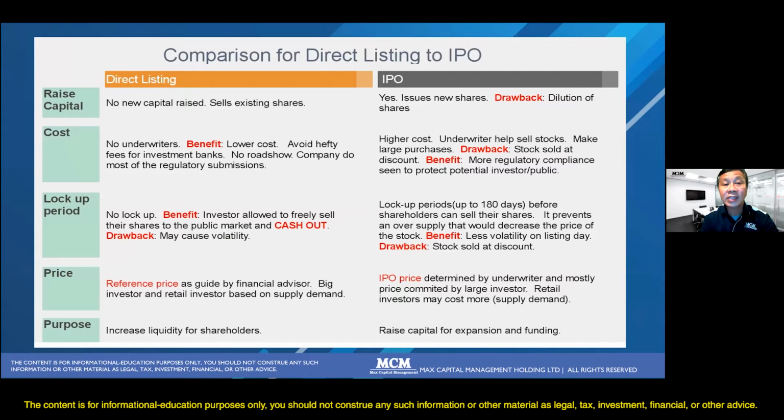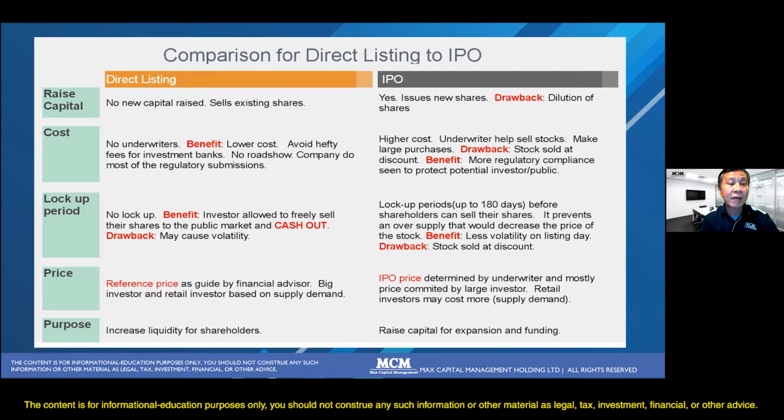So it gives better advantage to retail players, with no discounts for big investors. The price for big investors and retail investors will be the same. It's just like going for an auction. Whereas in an IPO, the IPO price is usually predetermined.